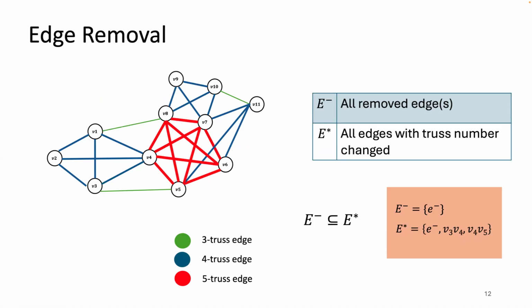The same thing goes for edge deletion. If we delete this edge V3, V5, we'll see that the truss level of the triangle in the circled section is going to reduce. V3, V4 is going to reduce to a 3 truss edge, while V4, V5 is going to reduce to a 5 truss edge.